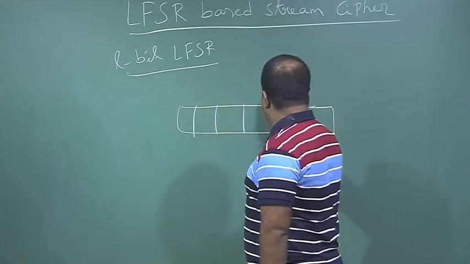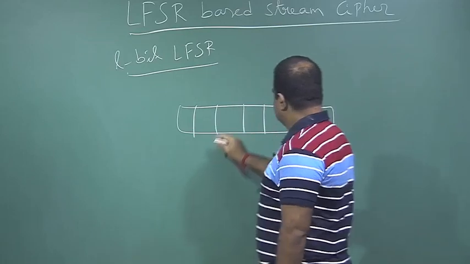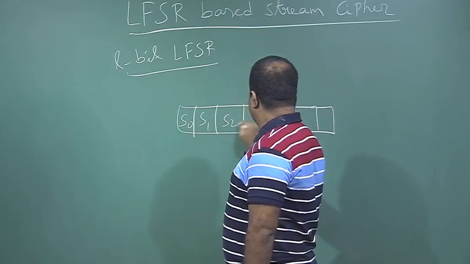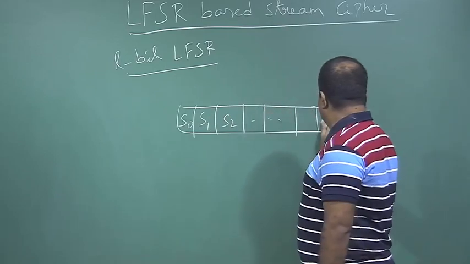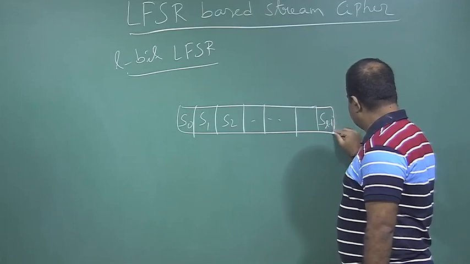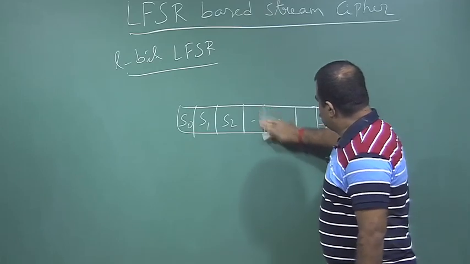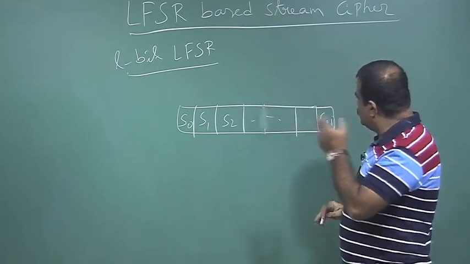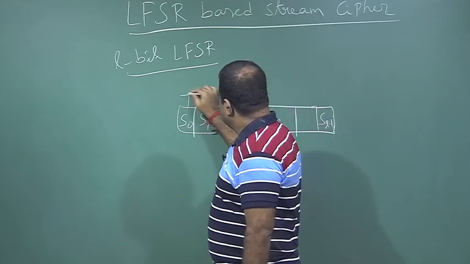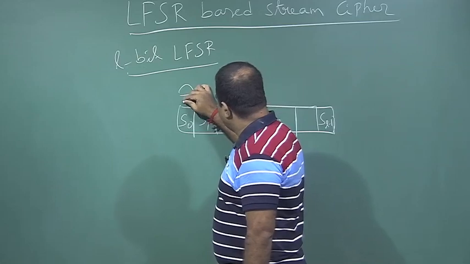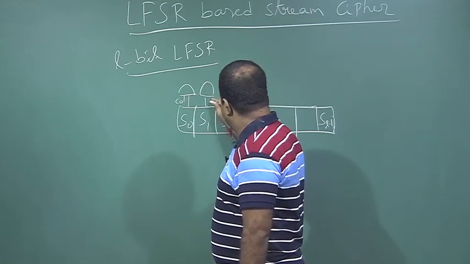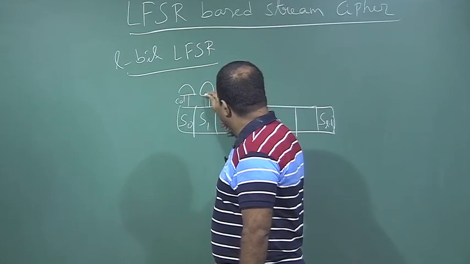So, L bits, S0, S1, S2, like this, up to S L minus 1. So, this is we have an L bit register. Now, each of these goes to an AND gate along with some value, say C0, and this is taking this.